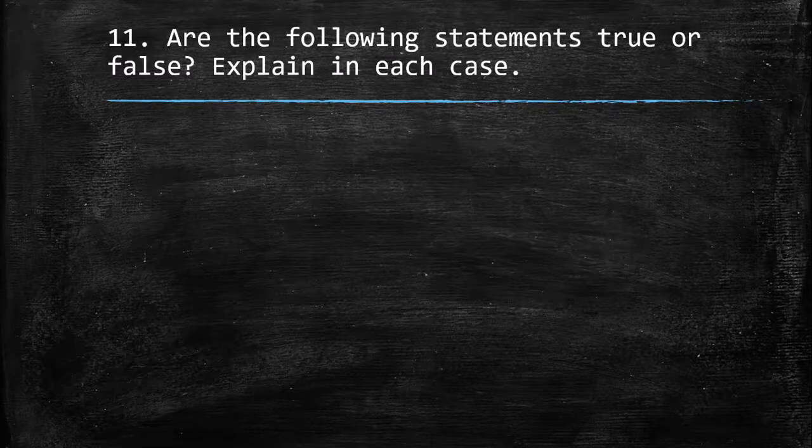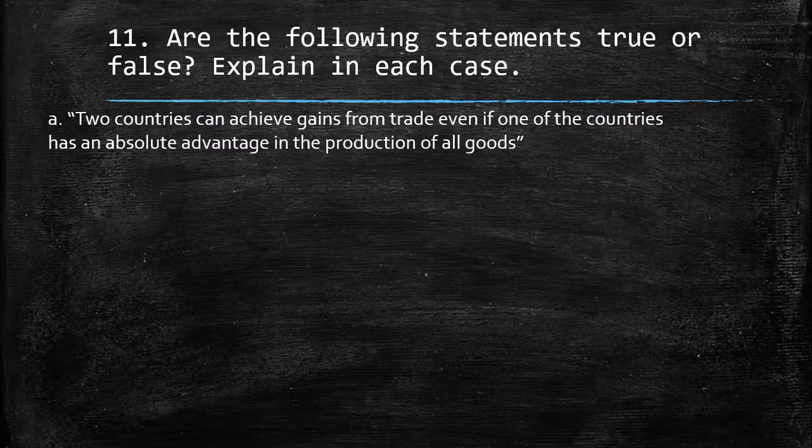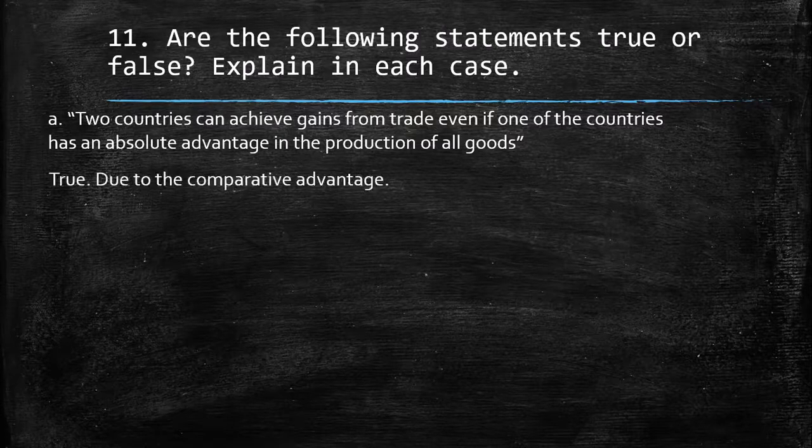So the 11th and last one: are the following statements true or false? Explain in each case. The first sentence says, two countries can achieve gains from trade even if one of the countries has an absolute advantage in the production of all goods. True. We saw the case of England and Scotland, where one had an absolute advantage in all goods, but even so they can trade and they can achieve positive gains.